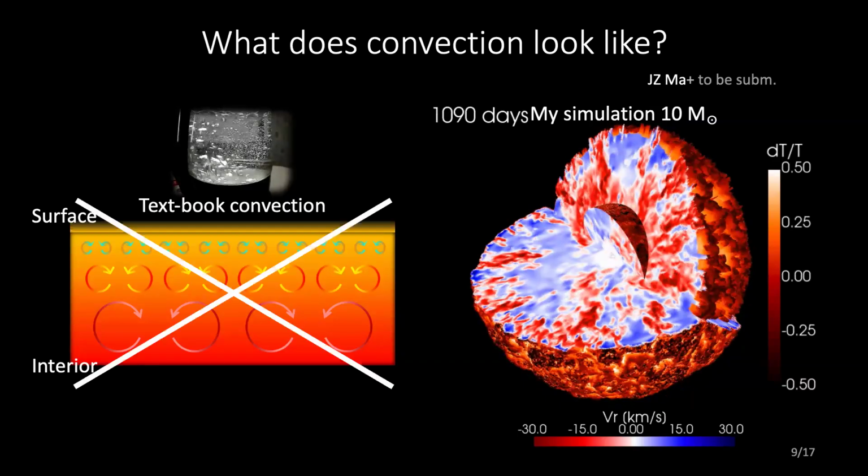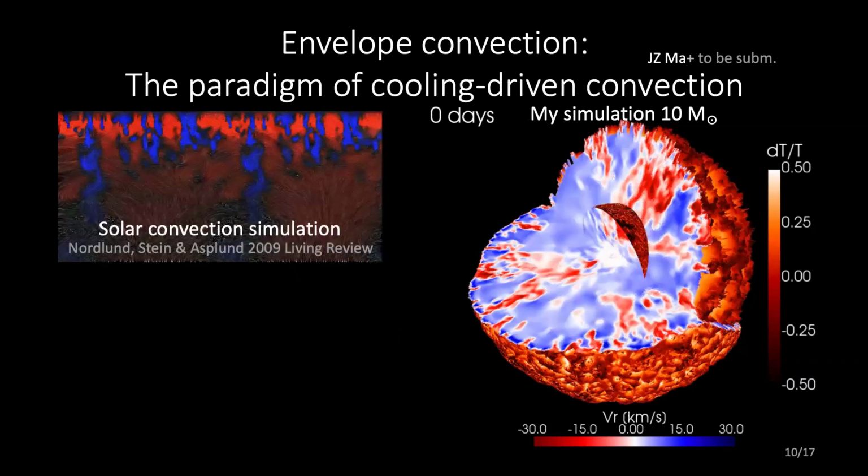And this is something that people speculated before, that our conventional picture of how convection works is not really what we see, especially near the surface of the stars. And this is something that people already see in solar convection simulations, where they also see that they generate small plumes near the surface, and they merge with each other and actually penetrate very deep.